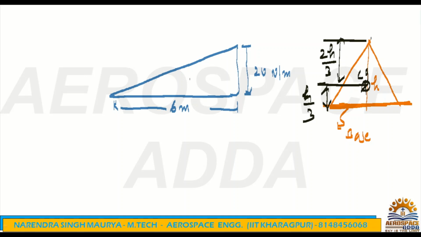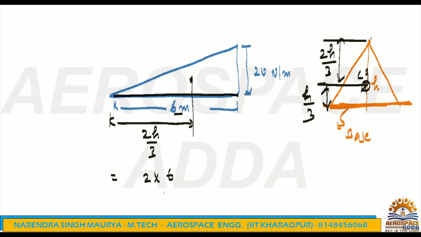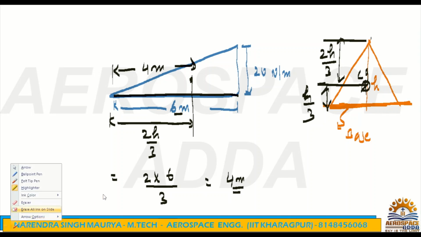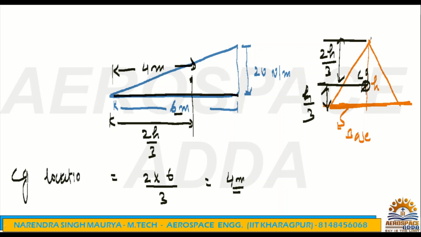So from this end, what is the length now? From the apex side it is 2h by 3. What is the h? It's the vertical height, which is 6 meter. So 2 into 6 divided by 3, it's 4 meter. So at 4 meter distance, our calculated concentrated load will be acting. That is the CG location. Yes or no? CG location. It's 2h by 3 from the apex, this side.